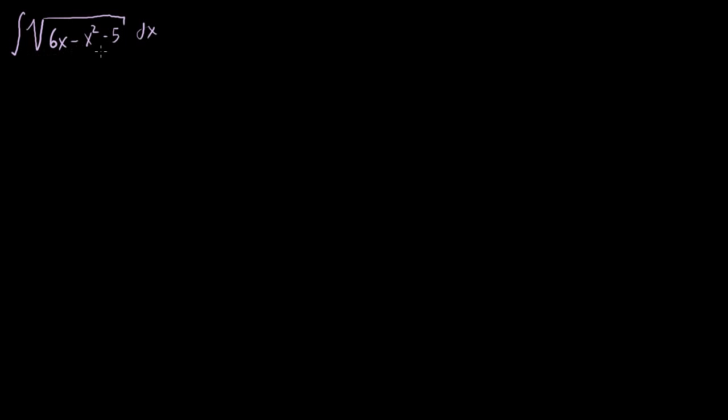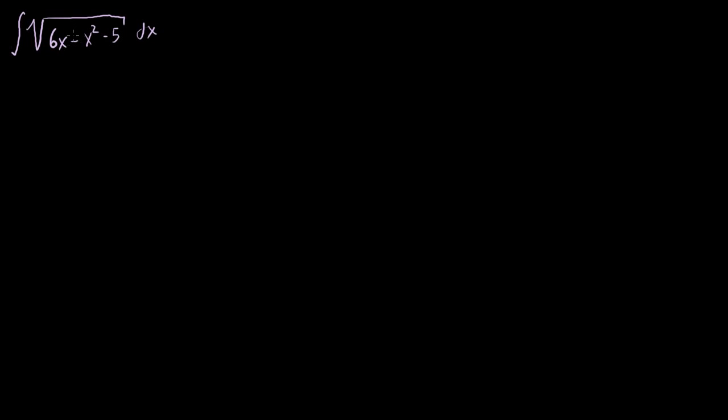Let's say we have the indefinite integral of the square root of 6x minus x squared minus 5. Obviously, this is not some simple integral. I don't have just this expression and then its derivative lying around, so u substitution won't work. And so you can guess from just the title of this video that we're going to have to do something fancier, and we'll probably have to do some type of trig substitution.